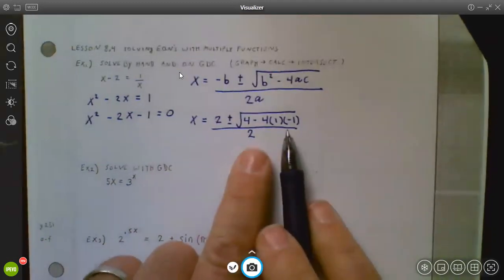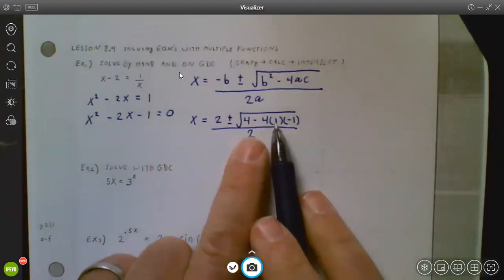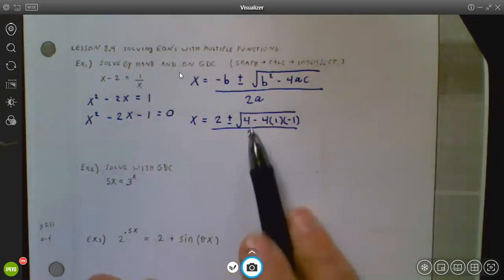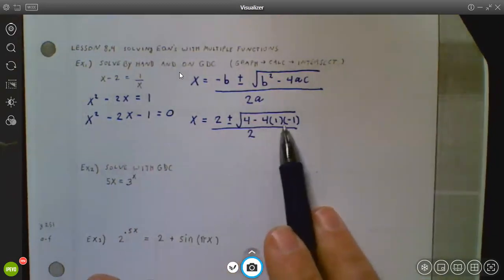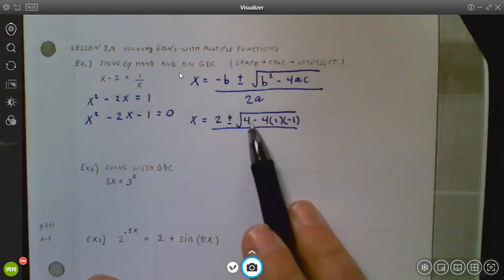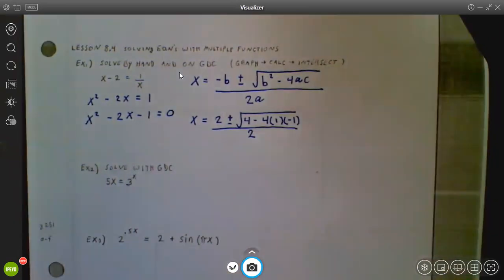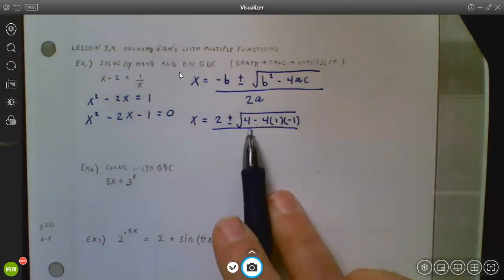Guys, here's the first thing I would look for when I go to simplify a quadratic: how many negatives are there? Because as I clean up these numbers, this is either going to be 4 plus 4 or 4 minus 4, right? And in this case, I can see that there are 2 negatives, which means I should be adding right now. So inside my radical, I have 4 plus 4.